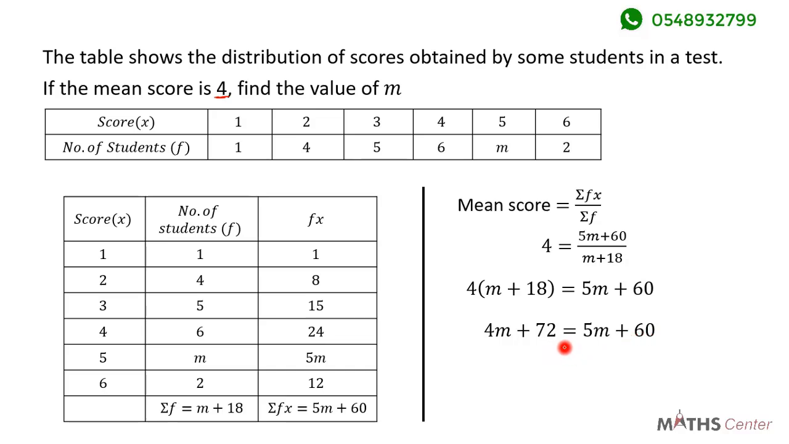Let's group like terms. When I group like terms, I'm going to have 72 minus 60 is equal to 5m minus 4m. 72 minus 60 is 12. 5m minus 4m is m. So we have 12 is equal to m, or m is equal to 12. So the value of m is 12.